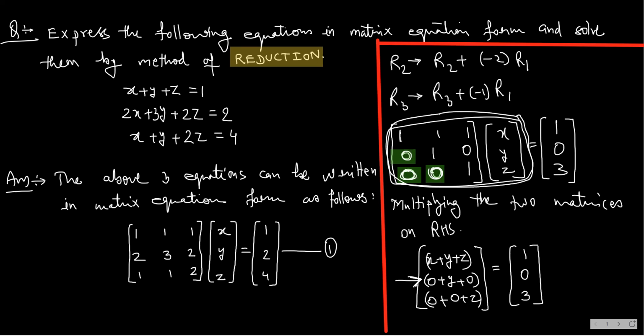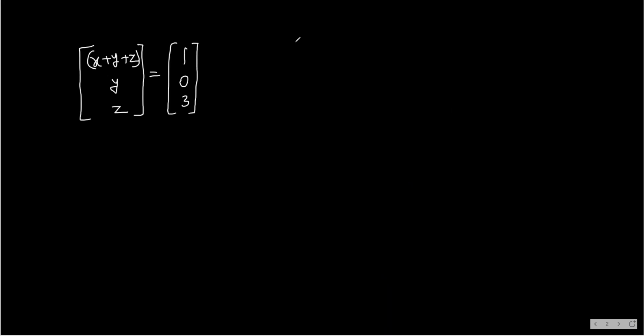So this is the reason for this method being called the reduction method, because you are reducing the coefficients to 0. And because of that, you are actually reducing the number of unknowns, the number of variables.